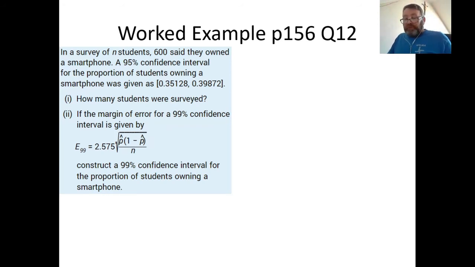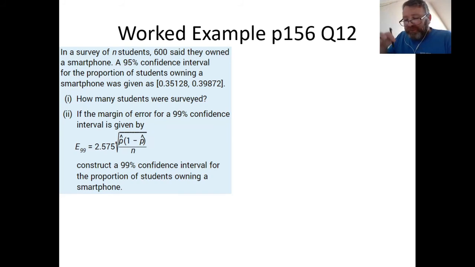Anyway, not to worry. So this is page 156, question 12, carrying on from what we said a few moments ago. In a survey of N students, 600 said they owned a smartphone. A 95% confidence interval for the proportion of students owning a smartphone was given as 0.35128 at its lowest and 0.39872 at its highest. How many students were surveyed? Another way to say that: calculate N, find N, okay?